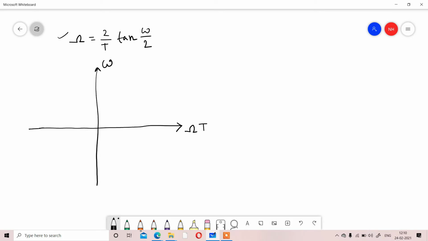Simply, if we try to generate that waveform for a range minus pi to plus pi, minus pi is the minimum range of the digital frequency and plus pi is the maximum range of the digital frequency. Why are we considering minus pi to plus pi?